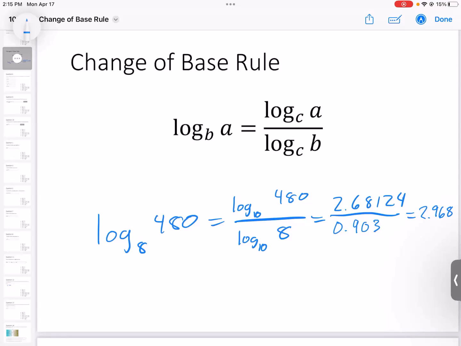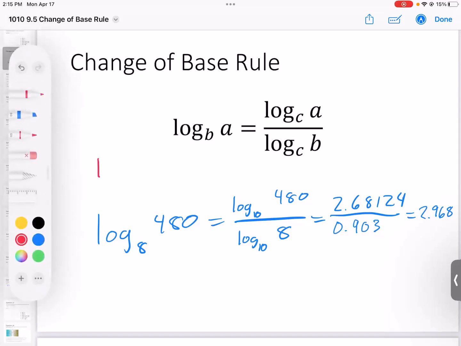Now, we could have done this calculation in a different way. We chose base 10, but the change of base rule applies for any base. You could choose it to be base 15 or a million or whatever you want it to be. But we chose 10 because our calculator does log base 10. But what's another logarithm that our calculator also does? Natural log, which is log base e.